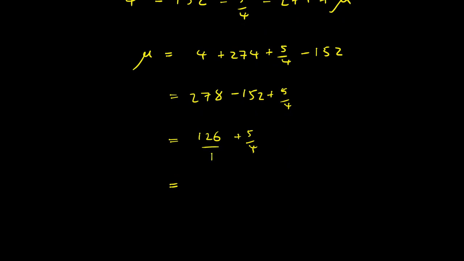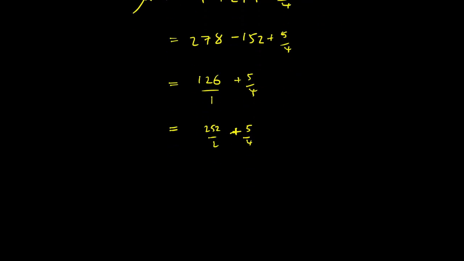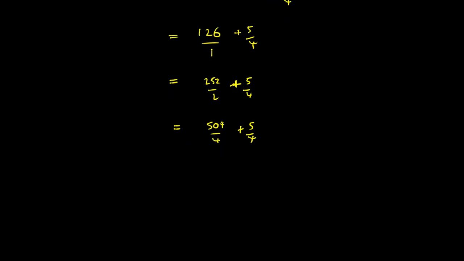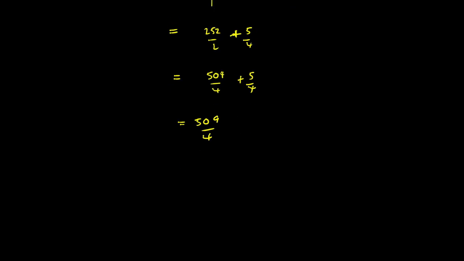So double it is going to be 252. So 252 upon 2 plus 5.4. Double it again is what? 504. 504 upon 4 plus 5 upon 4, which I think is 509 upon 4. All right, 509 upon 4. And so we can now write and say S is equal to this horribly long thing.